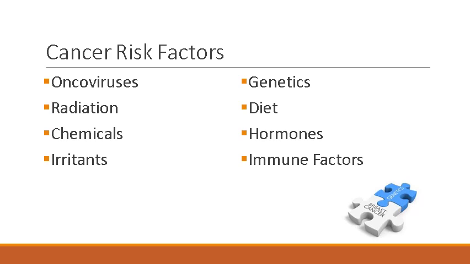Oncoviruses, these are RNA type viruses, so examples would be like HPV or herpes simplex 2. Radiation. Chemicals, and think of things such as alcohol, cigarette smoke, any sort of pollution chemicals. Irritants, examples would be things like asbestos, snuff, pipe smoke.